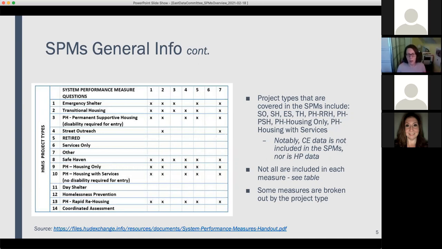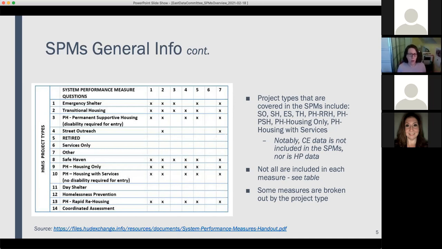The other project types are street outreach and safe haven. The East no longer has any active safe haven projects, so there's no data there, but you'll see it listed because it is part of the specifications. Then there's shelter, transitional housing, and permanent housing, and that includes rapid rehousing, permanent supportive housing, and those with a designation of housing only and housing with services that are not PSH.